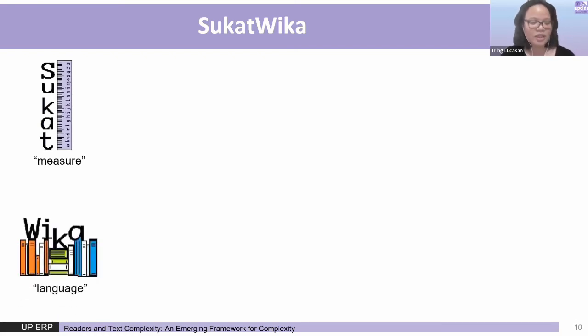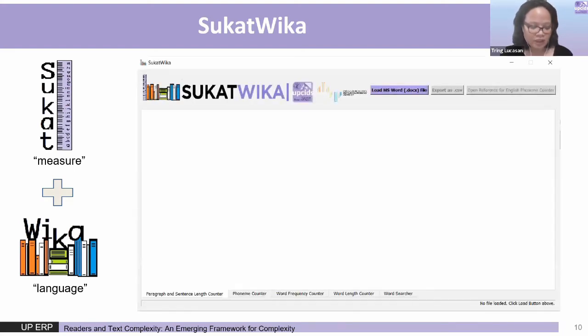So from its name, what is Sukat Wika? Sukat Wika is a tool which, as its name suggests, may be used to measure language. It is a psycholinguistic analyzer for researchers, teachers, writers, and instructional materials developers that will provide word and text level metrics which are relevant to the development of the reading materials.